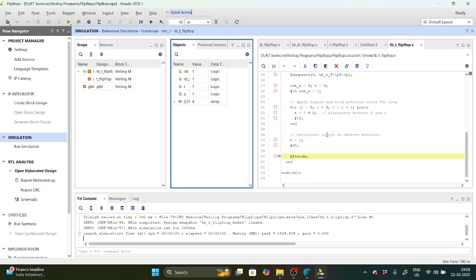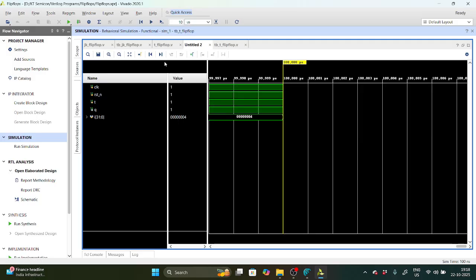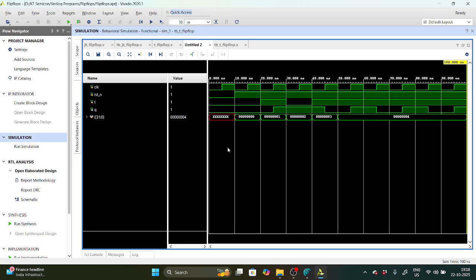Run the behavioral simulation. Expand this. Fit to page. One second. Where is this? This one. Okay. Fit to page. Yes. See here. So during reset equal to 0, it will be in which state? Reset state only. Okay. Active low reset.